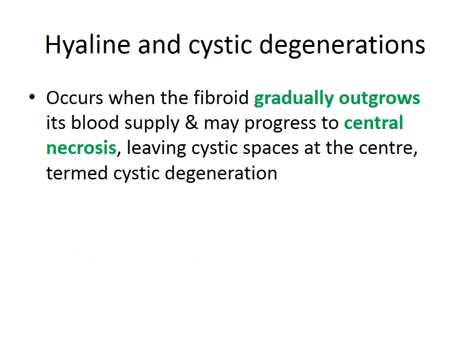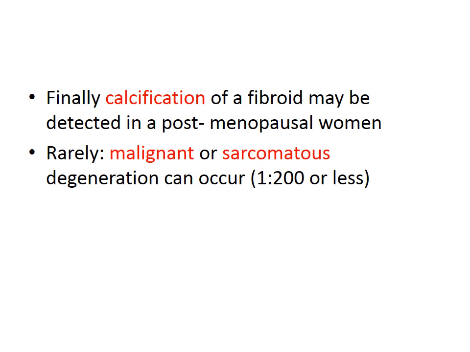While hyaline and cystic degenerations of fibroids usually happen when the fibroid outgrows its blood supply gradually. This may progress to central necrosis, leaving cystic spaces at the center, termed cystic degeneration. Finally, another thing that might happen to the fibroid is calcification. So it may become calcified, especially in a postmenopausal woman.